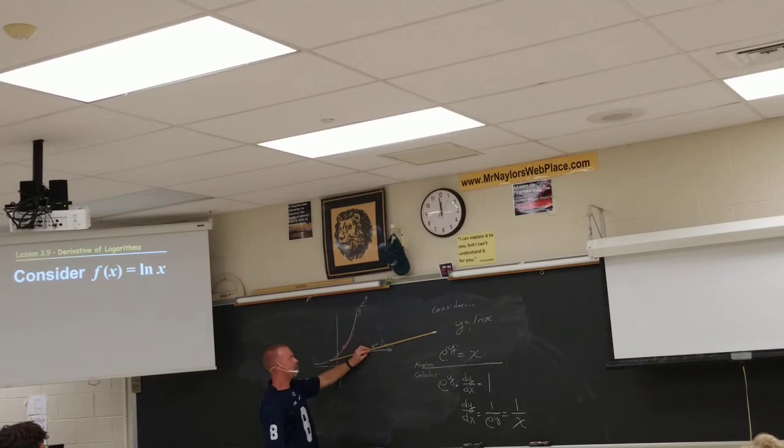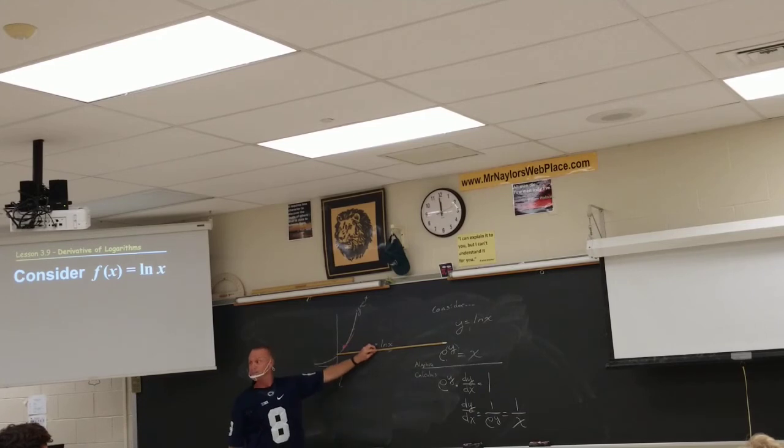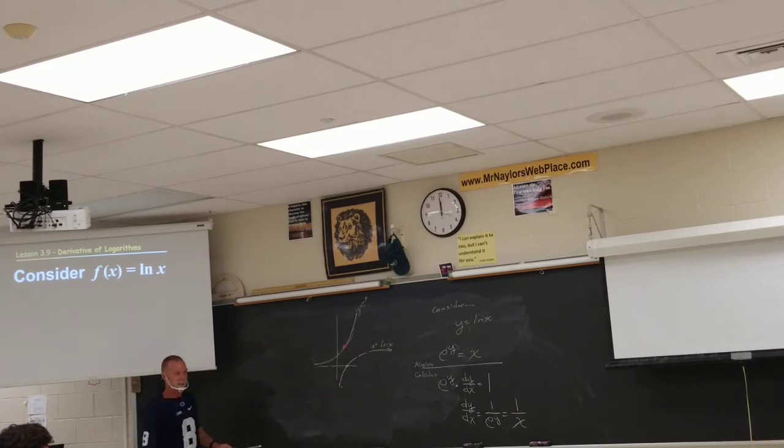What kind of slope do you get when you plug in a big number into that equation? A small slope that approaches 0. 1 over x. What's 1 over x? It's the derivative of ln of x. 1 over x, the derivative of the ln of x.